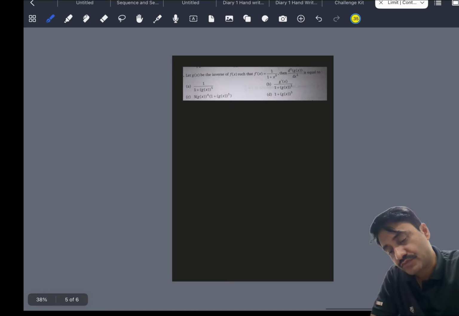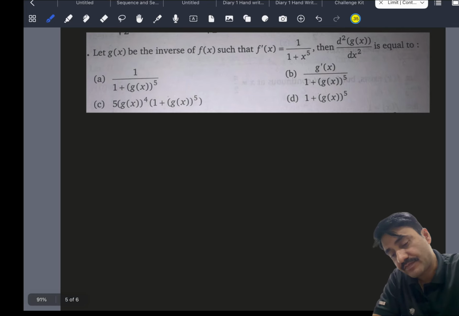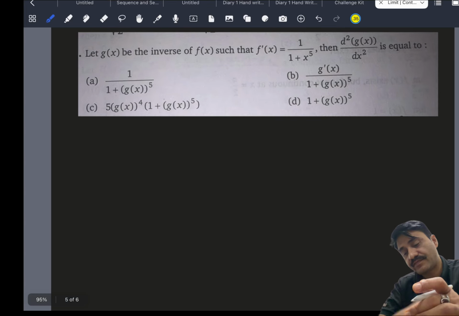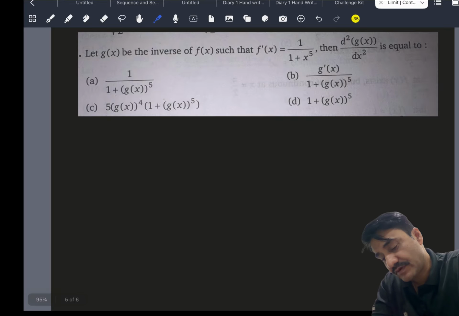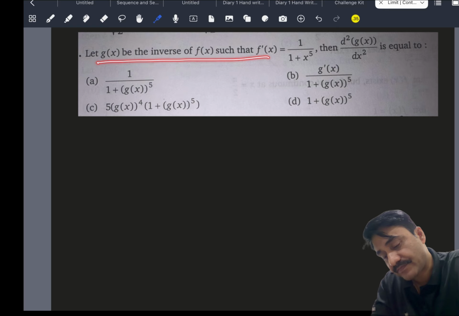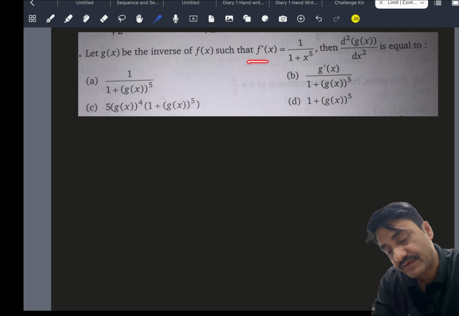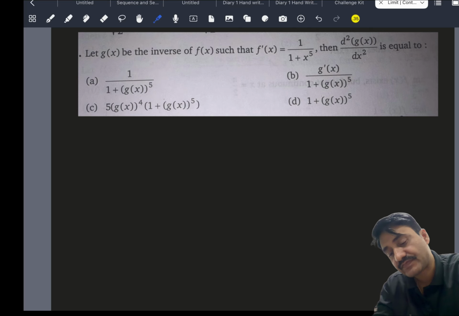Now we will go to the next problem. Let us say this is the problem. In this problem what is said कि g(x) is the inverse of f(x) and f dash x is this, then what is this? Okay, so let's do this question.